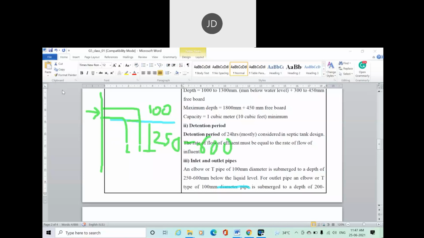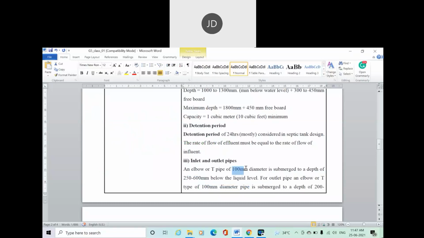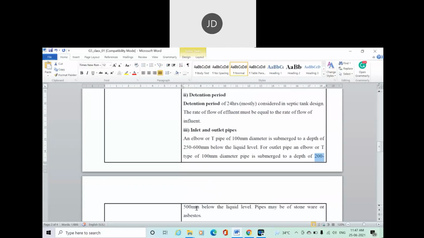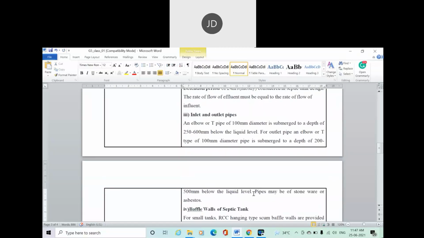Fine. For the outlet pipe, an elbow and T type of pipe can be used. Again, the dimension is similar, 100 millimeter for outlet and inlet, the same, and it is submerged 200 to 500 millimeter below the water level. And pipes may be of stoneware, which is a kind of clay matter, burnt clay soil that is also used for making crockery material. It can be made of stoneware pipe or asbestos pipe. Asbestos is basically a silica material.